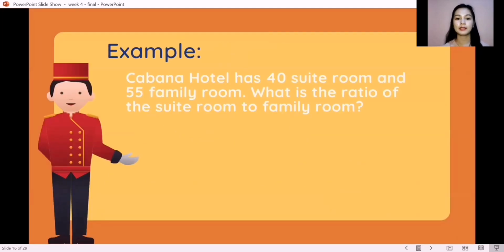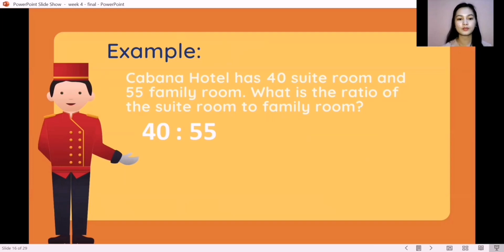Another example: Cabana Hotel has 40 suite rooms and 55 family rooms. Now, what is the ratio of the suite rooms to family rooms? So that is 40 suite rooms is to 55 family rooms. Now let us express this in lowest term.